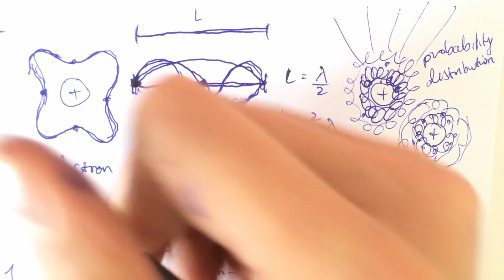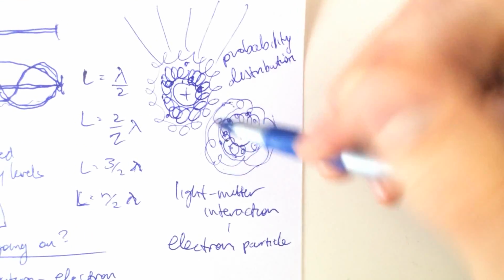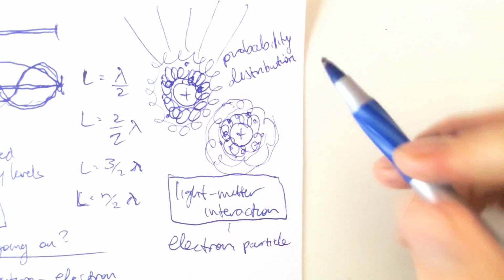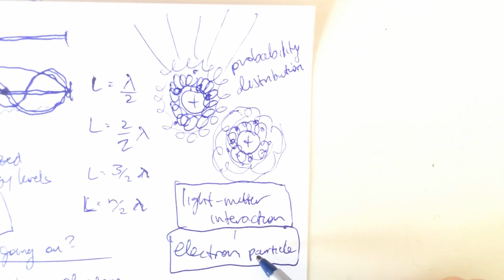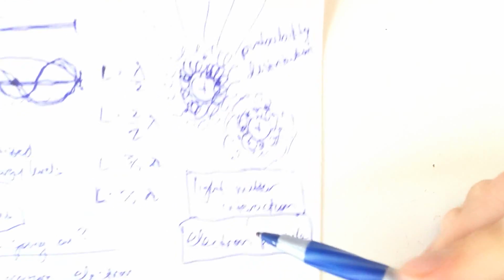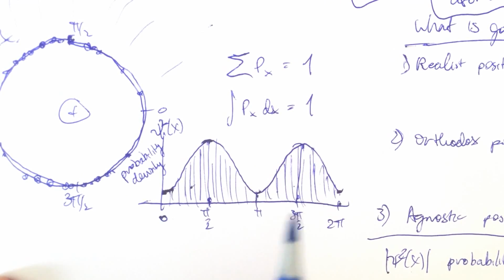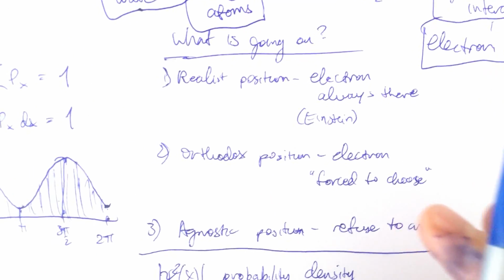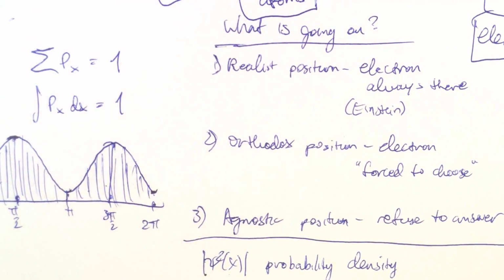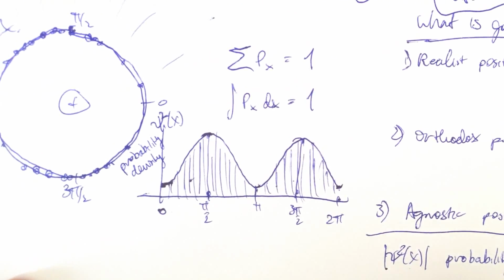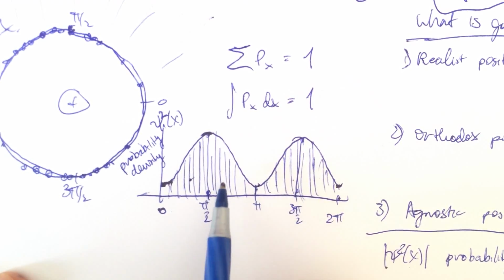In stable atoms, the electron is a wave. And when you have light-matter interaction, then the electron behaves as a particle. And the relationship between these two and this development of probability distributions, all of this together is, in essence, quantum mechanics. So the next time we will be able to normalize this function and make sure that the probabilities of any function add up to 1.